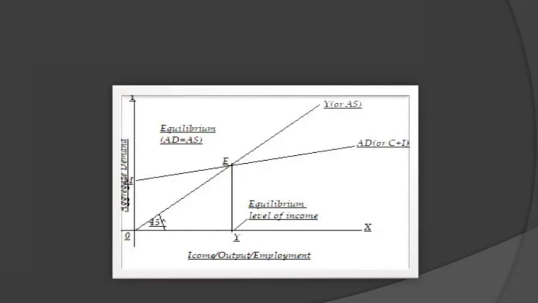So where AD and AS are equal to each other, that is the position, that is the point. It is called the E point. Here we have shown it in the curve, and it is called the equilibrium level. Okay, this is the equilibrium level. This is the main thing of the chapter that you have to know.